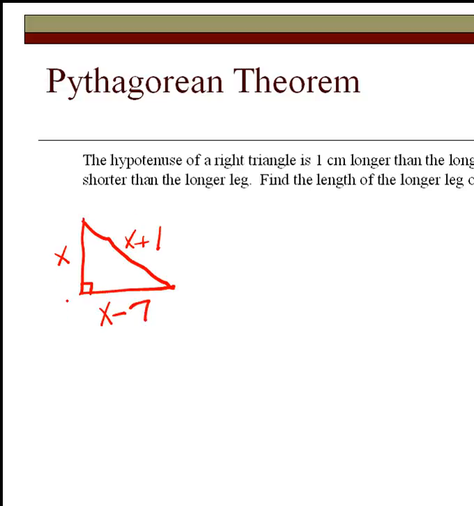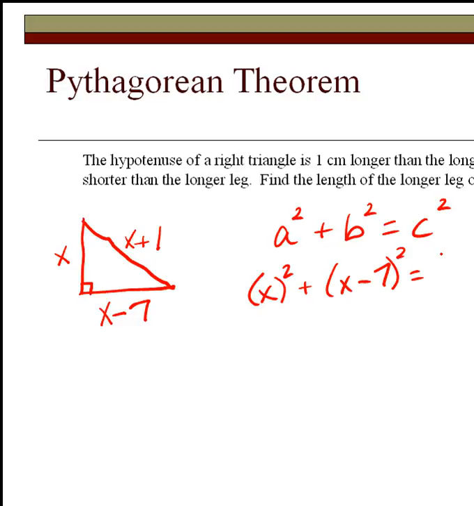So since we have each side labeled, we can now put it in the Pythagorean theorem, which is a squared plus b squared is equal to c squared. a and b are the legs. It doesn't really matter which one you use for which, but we'll put x squared plus (x minus 7) squared is equal to (x plus 1) squared.